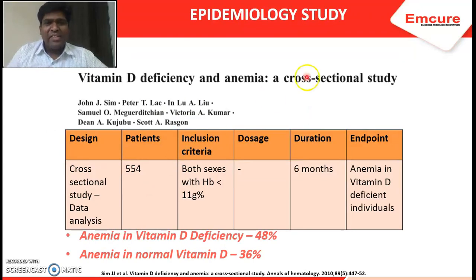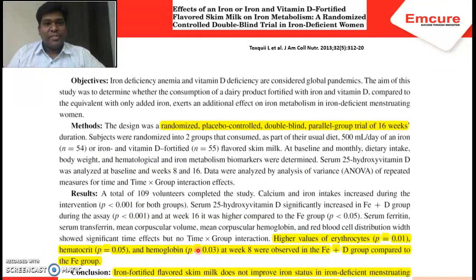So a lot of clinical studies are there to evaluate how exactly vitamin D helps, or whether what we are speaking is right, or is this just a plain hypothesis which is not supported by any studies. There is one epidemiological study which evaluated 554 patients. It was found that anemia was even higher in the population which had vitamin D deficiency. 48% anemia was found in those individuals who also had vitamin D deficiency, whereas anemia was 36% in those people who had normal vitamin D levels. So this shows that vitamin D has some role in erythropoiesis.